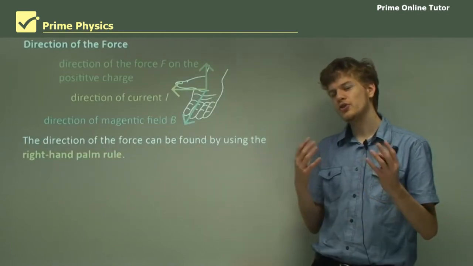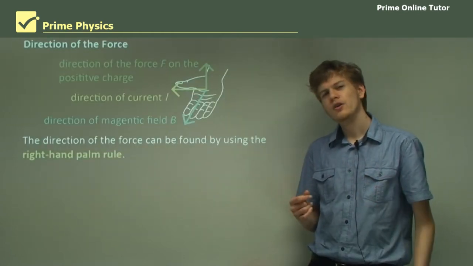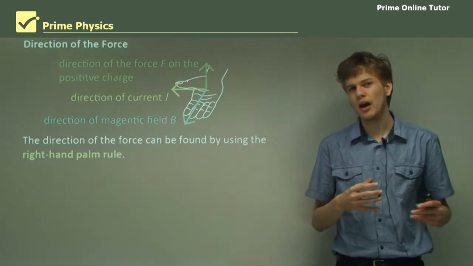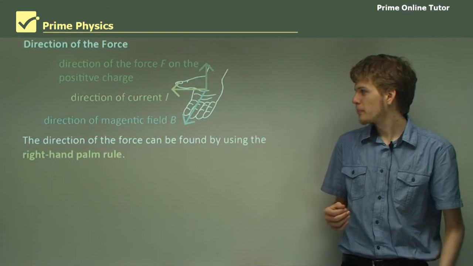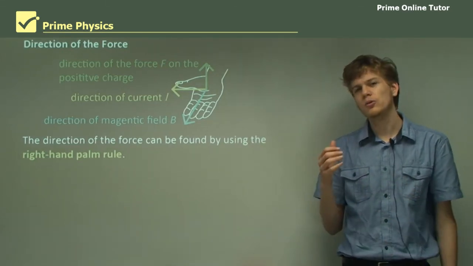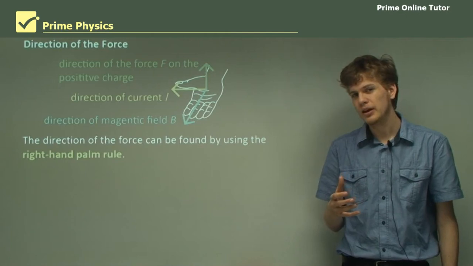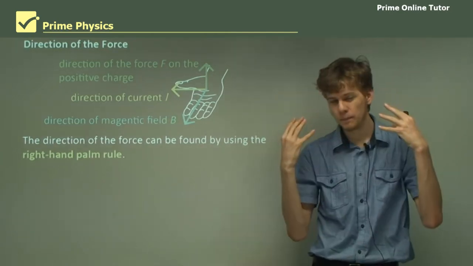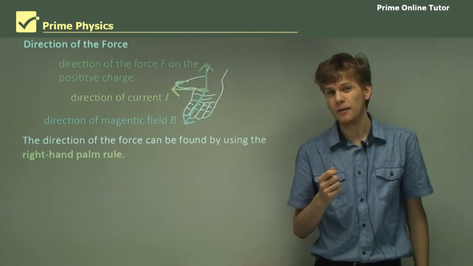So let's think about the direction of the force. Remember that the direction will have to be at right angles to the other two parts. That is, it'll have to be at right angles to the current and at right angles to the magnetic field. In the previous questions, this means that the force has to be either towards you or away from you. So how can you figure that out?